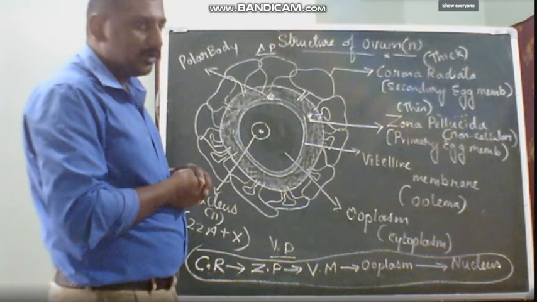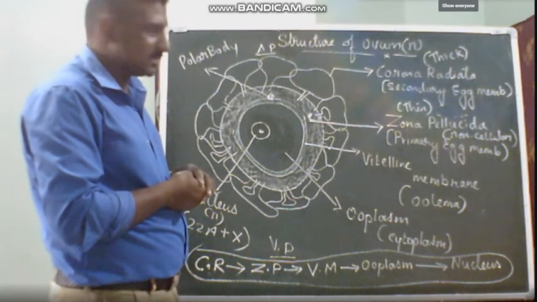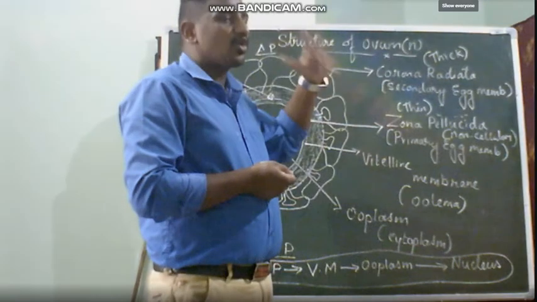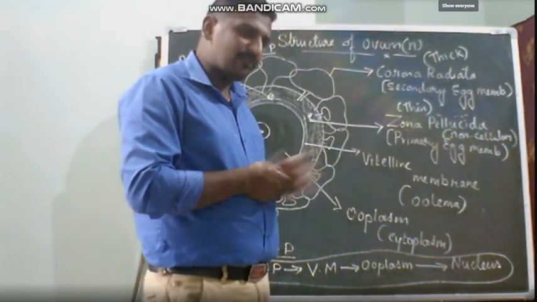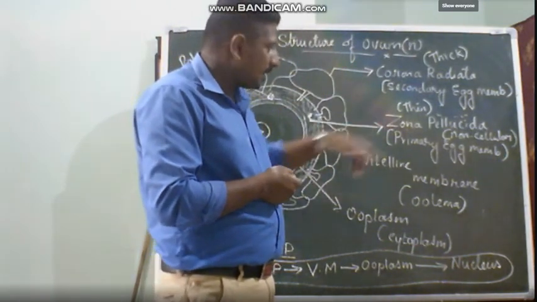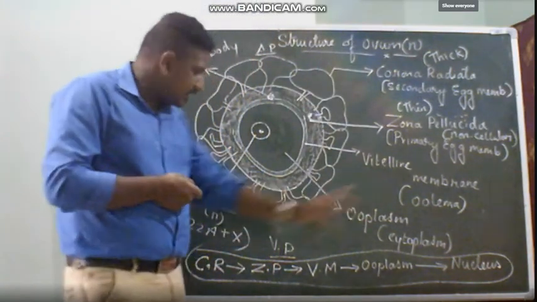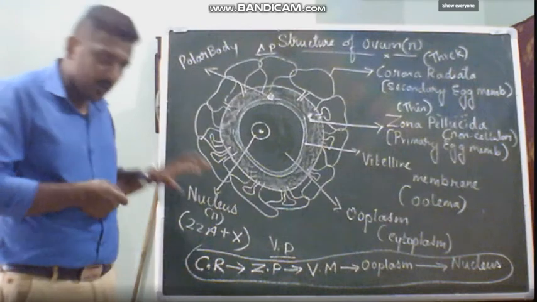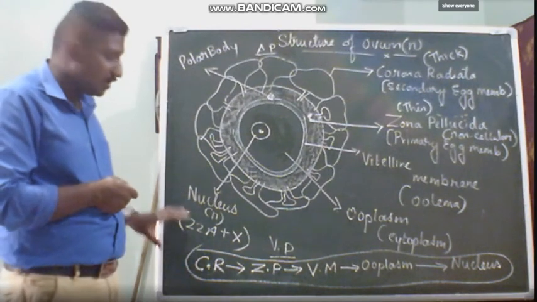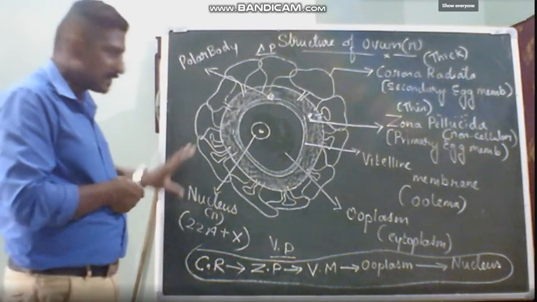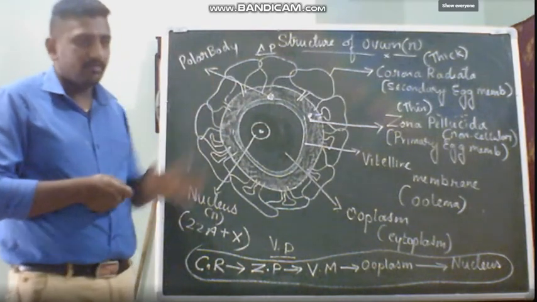So from the NEET point of view, what questions can be asked? From where the corona radiata is derived: it is derived from the follicular cells. Zona pellucida is derived from the ovum. This is a possible question. Also the route of entry, the nucleus or the ploidy, as well as the chromosome content or the karyotype. The common thing is the karyotype of the ovum is very important.